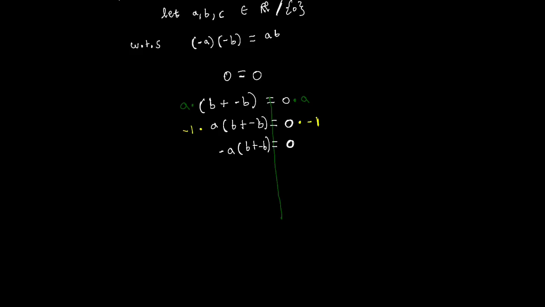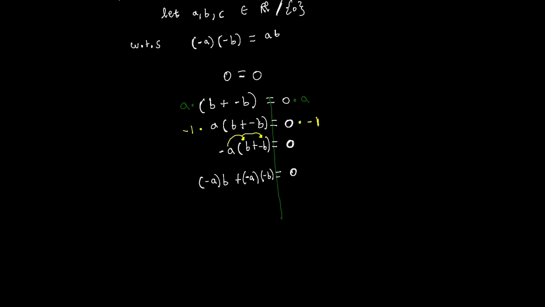So now I'm going to make use of the distributive property on the left-hand side. Here I have this -a, and I can distribute it to the b and to the -b. Again, that's due to the distributive property. So here I'm going to get -a multiplied by b plus -a multiplied by -b, and that's going to be equal to 0.